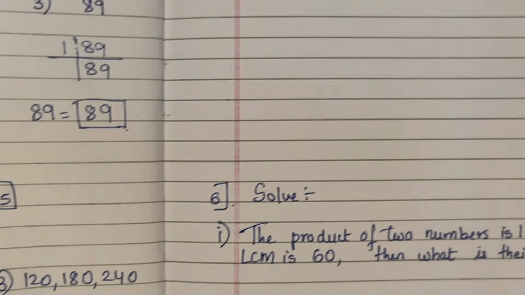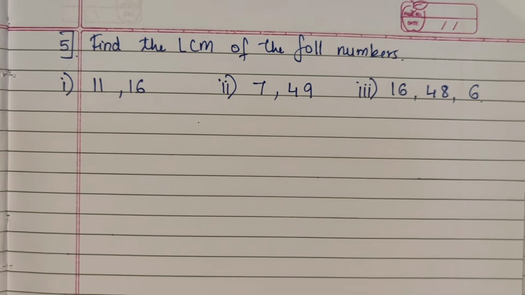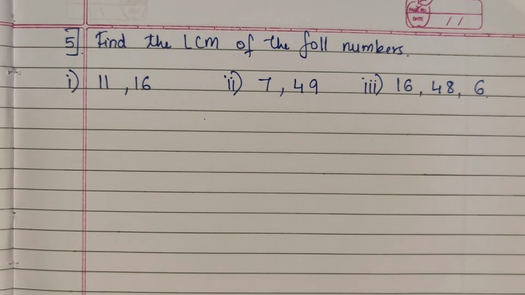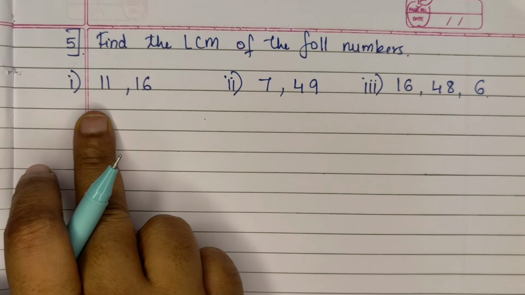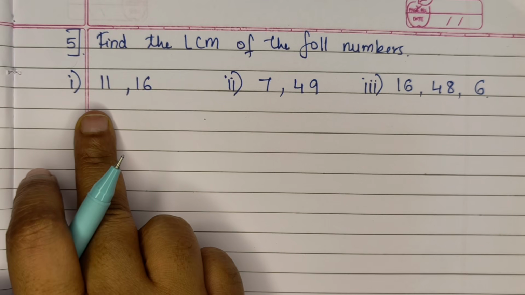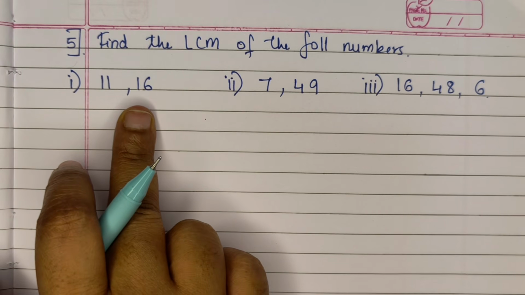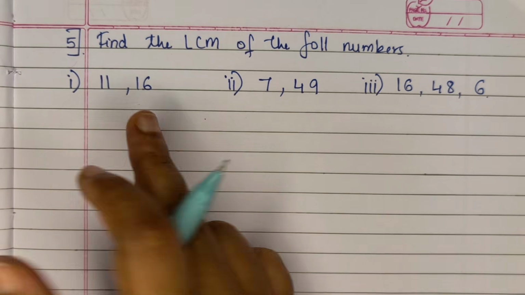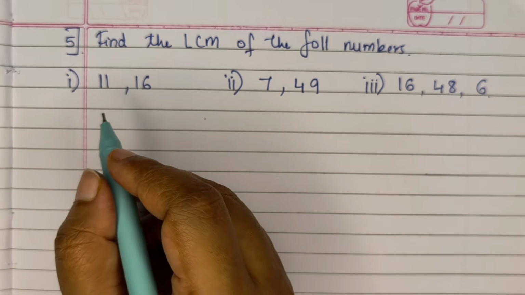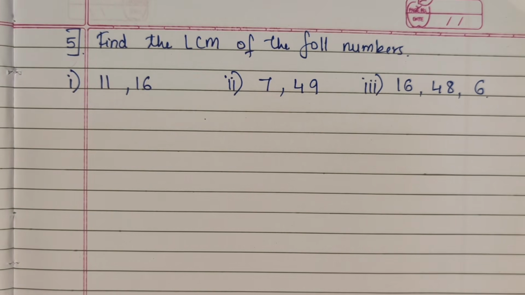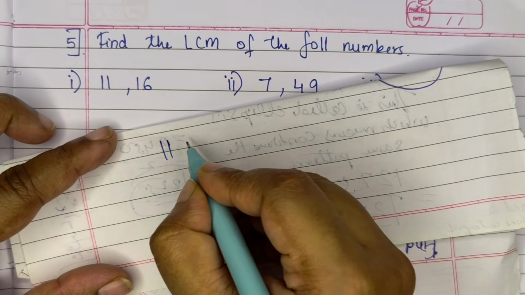Now see, next is question number 5. We have to find the LCM. Now we have to find the LCM, least common multiple, of the following numbers. The first question is 11 and 16. Now see, 11 is a prime number and 16 is divisible by 2, it is divisible by 8. But what happens over here? See, 11 and 16, I'll just show you.